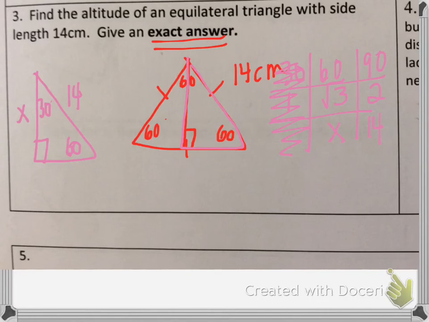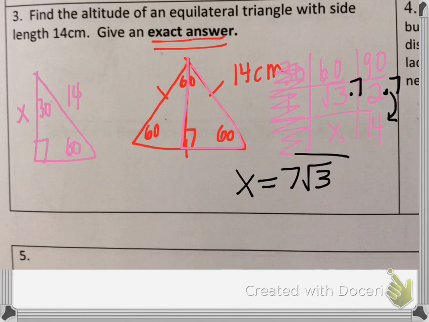So to find my scale factor, I look at the column that has both numbers, that's the 90 column, and I ask myself, starting with 2, what would I multiply 2 by in order to get 14? Well, that would be 7. So my scale factor is 7. So I need to multiply all sides by 7. So x, the altitude, is just root 3 times 7, or 7 root 3. This would be the exact answer.